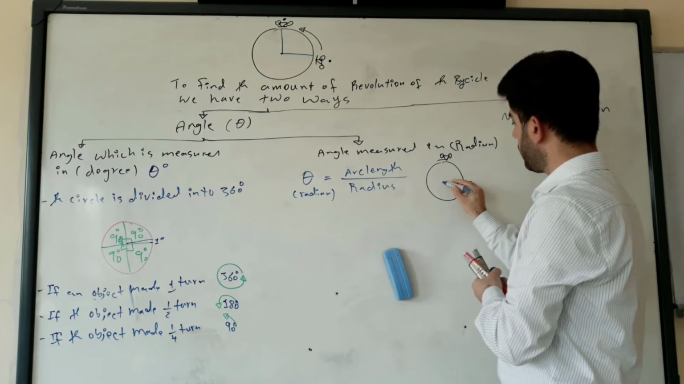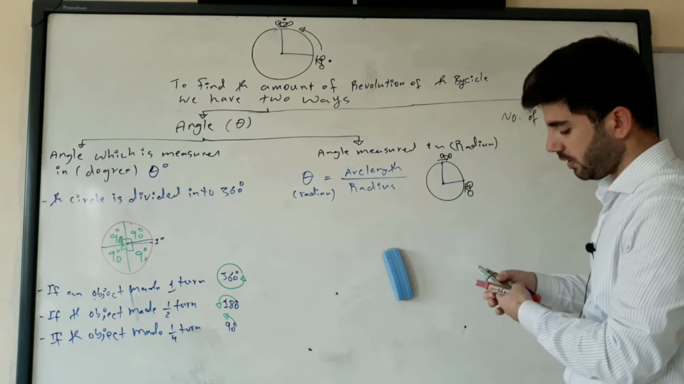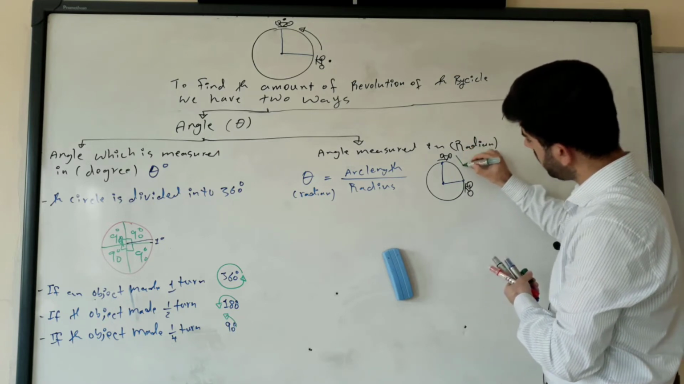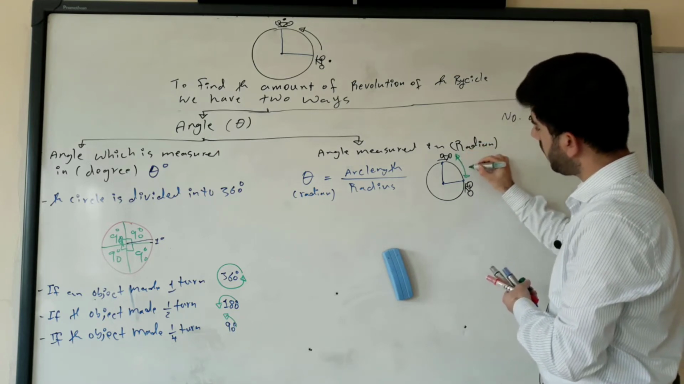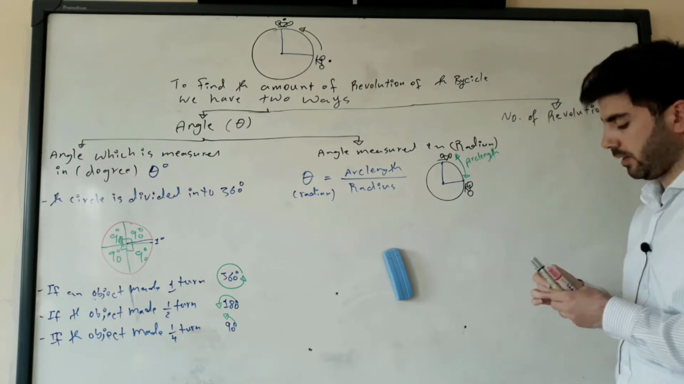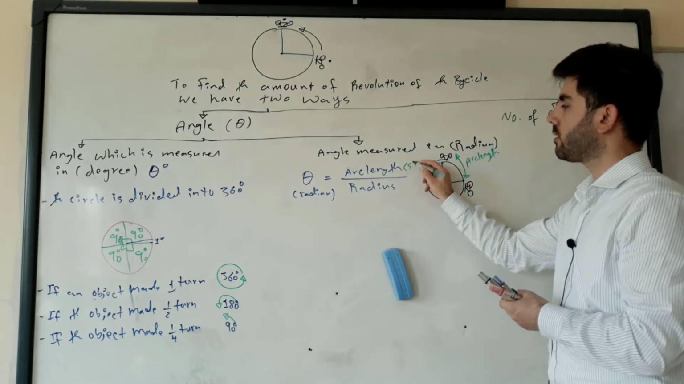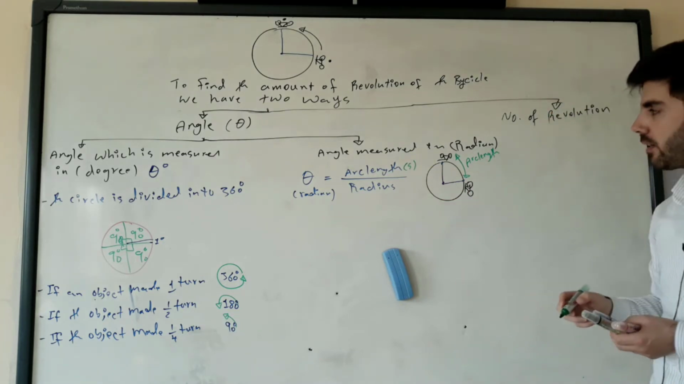This is how much the bicycle has traveled. This distance, guys, is called arc length. I am going to use a symbol for arc length. Symbol S. S is the symbol of arc length, okay?